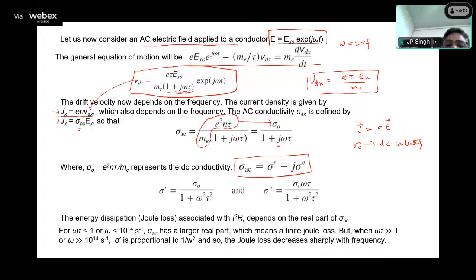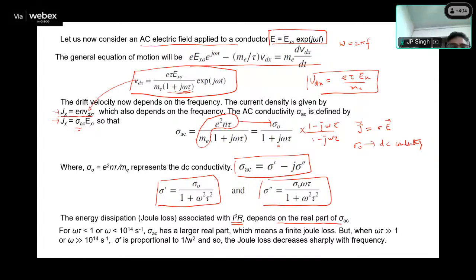If I multiply both by 1 minus j tau and do a little bit of mathematics, you basically get this term. So this is the real part of the AC conductivity, and this is the imaginary part of the AC conductivity. Now if we talk about energy dissipation, which we call Joule loss, suppose we have a conductor in which current I is flowing and the resistance of the conductor is R, then we know the Joule heat loss is I squared R. Actually, it depends on the real part of the conductivity.